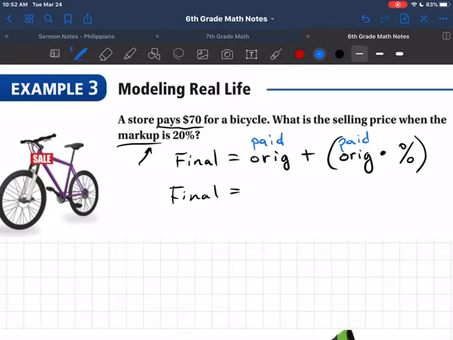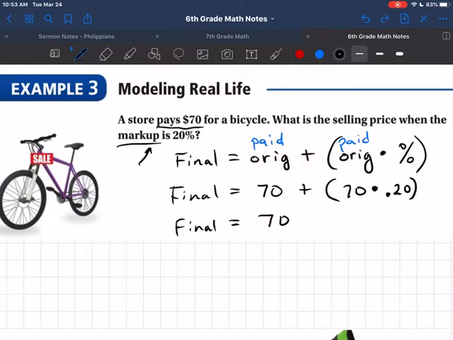So the final is equal to how much the store paid, which is $70. And now we're just going to add this thing, 70 times the percent. And the percent is 0.20 or 0.2, depending on how many decimal points. The 0 doesn't change the value, but it is 20%, so 0.20. So let's figure this out. So again, our final price is equal to 70. Well, let's go back to blue.